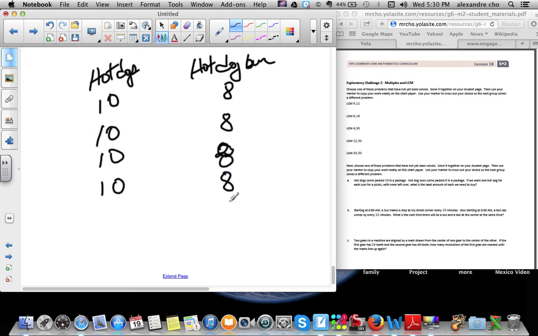Okay, but then if I add one more here, it would be 40, which gives me a total of 40 on this side. So how many packages do I have to buy? Hot dogs, 4 packages: 1, 2, 3, 4. Hot dog buns: 1, 2, 3, 4, 5. Okay, so it would be 4 and 5. So let's use LCM.